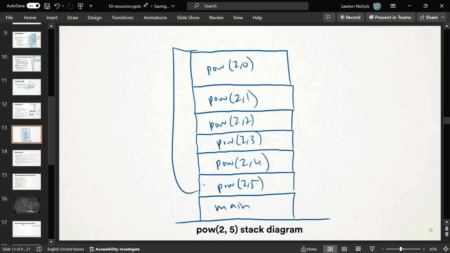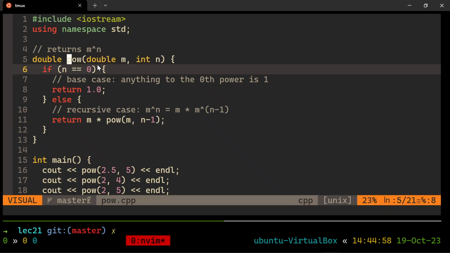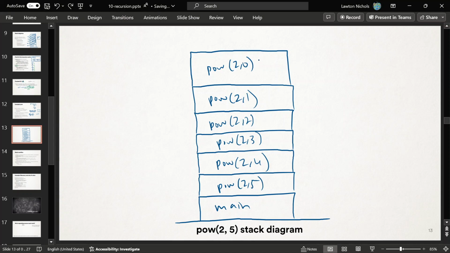They're all waiting. All the ones below are waiting on the one up top. And all of these are their own function call. They all have m's and n's to themselves. So like this m is 2. I guess the m's always 2. But this n is 0. And this one has its own m, which is also 2. That's the input parameter. And then 1 is the power. Okay, so those have those.